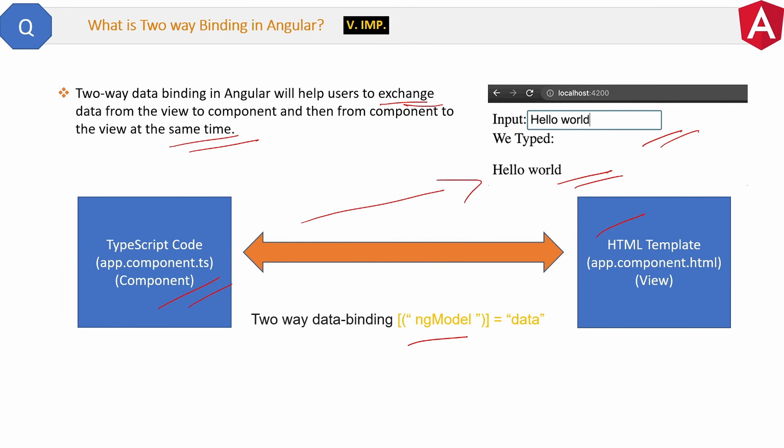This is the code format for it. First square brackets and then round brackets and then inside it ngModel. Shortly I will give you the reason behind this syntax. Some people will call it banana inside the box also, but personally I don't like that. Anyway, it's up to you to remember it the way you like it. It may be square brackets and then round brackets, or you can say banana inside the box. Now let me show you the code of this two-way binding.